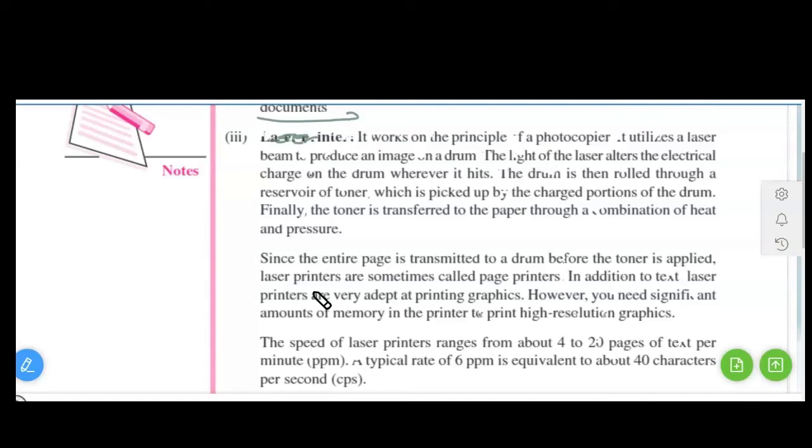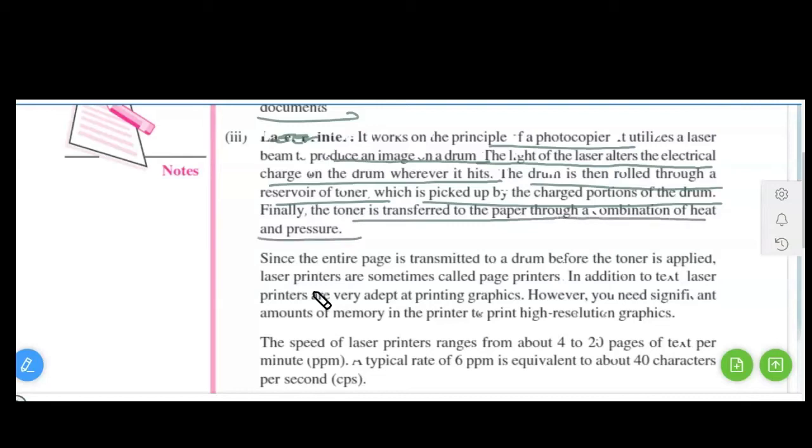Laser printers work on the principle of a photocopier. That means it uses laser beams to produce an image on a drum. A laser light is passed, and the light of the laser alters the electrical charge on the drum wherever it hits. The drum is rolled through a reservoir of toner, which is picked up by the charged portion. Finally, the toner is transferred to the paper through a combination of heat and pressure. So this is how a laser printer works.